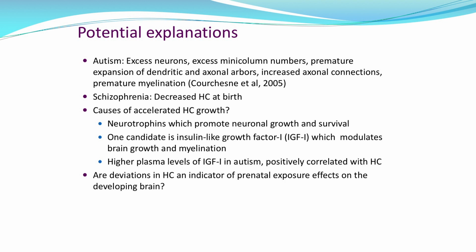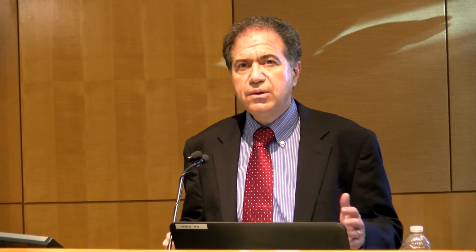What might cause this? Again, a speculation, but something that could be followed up on are neurotrophins, like insulin-like growth factor, which modulates brain growth and myelination. And there are also higher plasma levels of insulin-like growth factor 1, which is correlated with head circumference in autism. So the question that we're addressing now is, are deviations in head circumference an indicator of some prenatal exposure, an earlier exposure? We have all the data, of course, on these same subjects on their prenatal experience, and we're working now to try and relate these prenatal biomarkers to head circumference growth velocity.